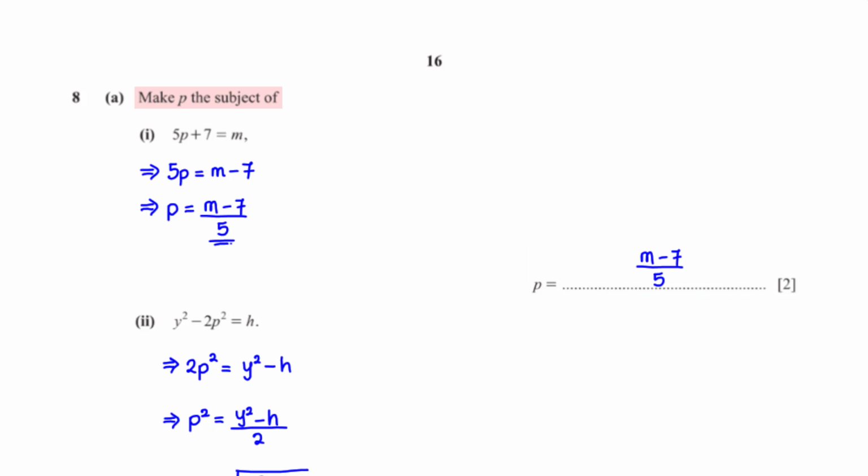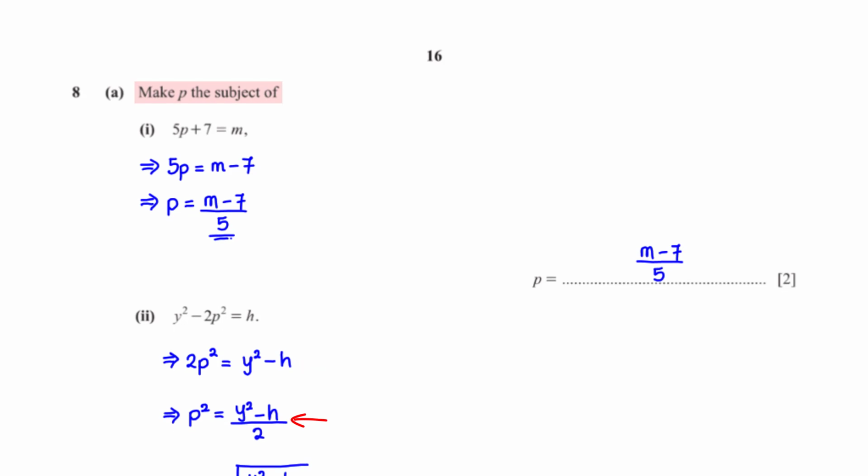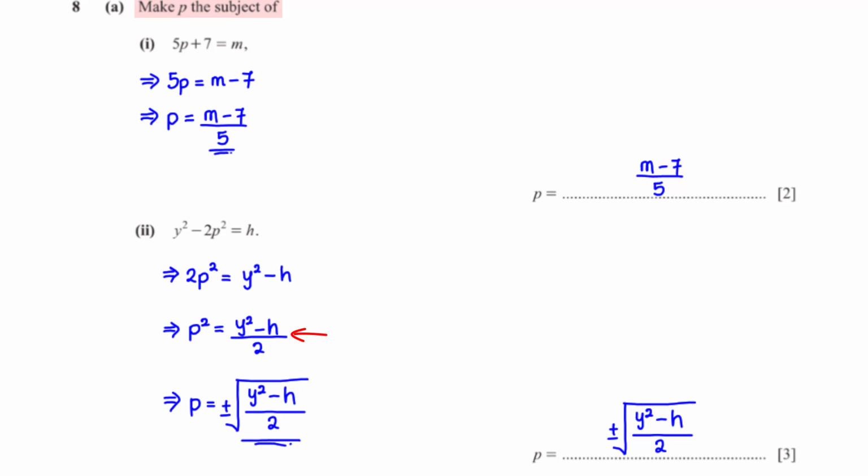Make p the subject of y squared minus 2p squared equals h. When minus 2p squared is moved to the other side of the equation, it becomes positive 2p squared. When h is moved, it becomes minus h. When we divide both sides by 2, this is what we have. When we take square root of both sides of the equation, we get plus and minus square root of y squared minus h over 2.